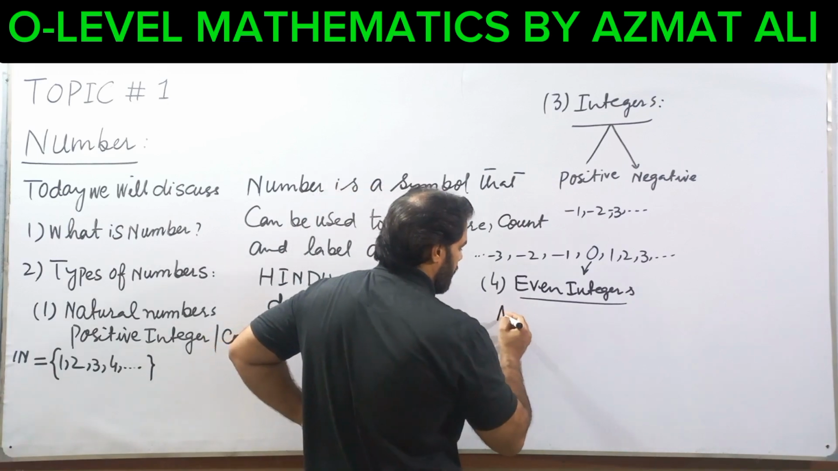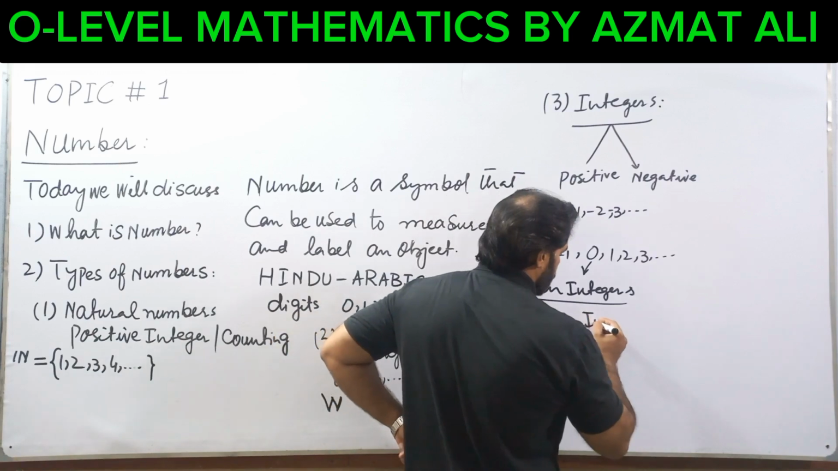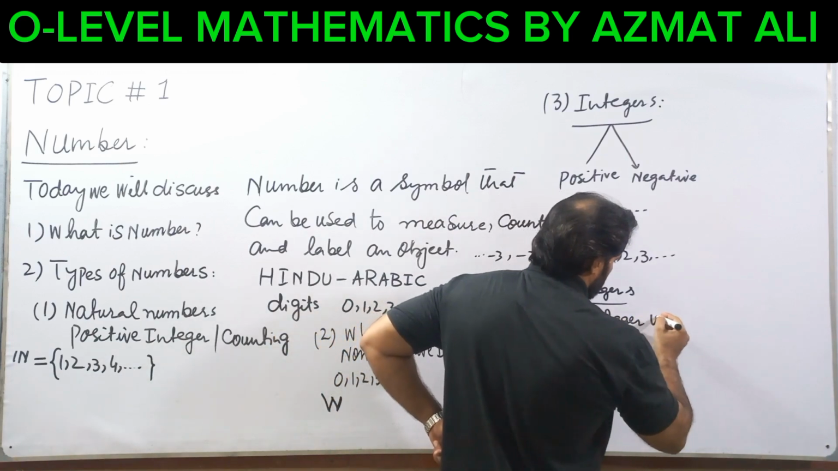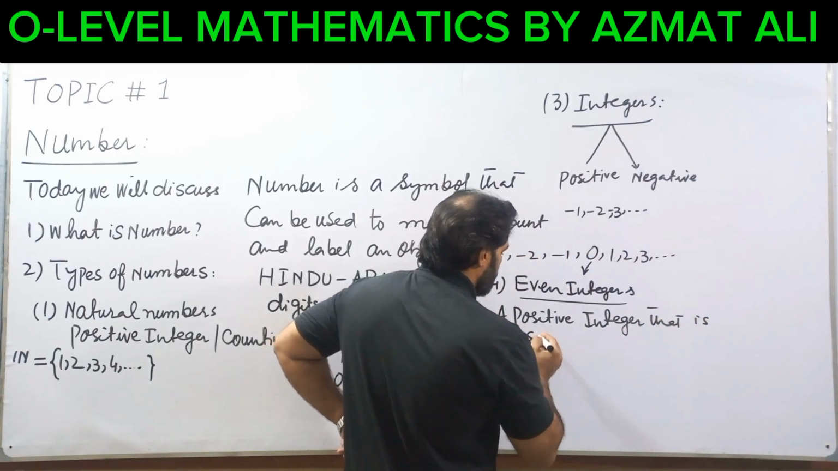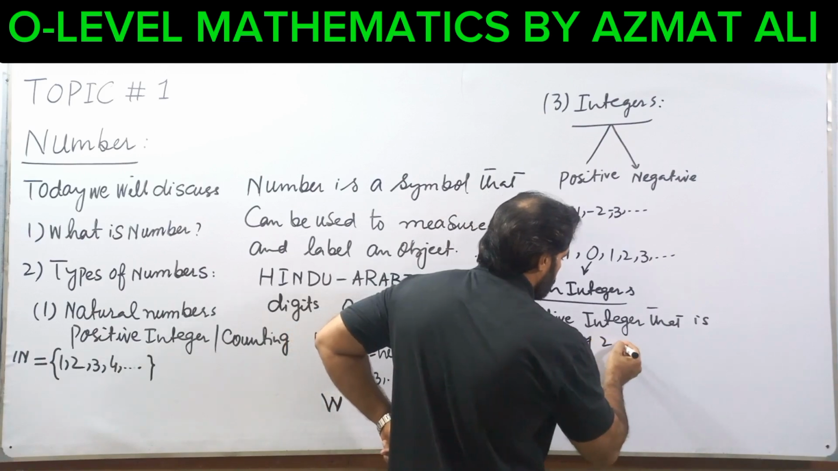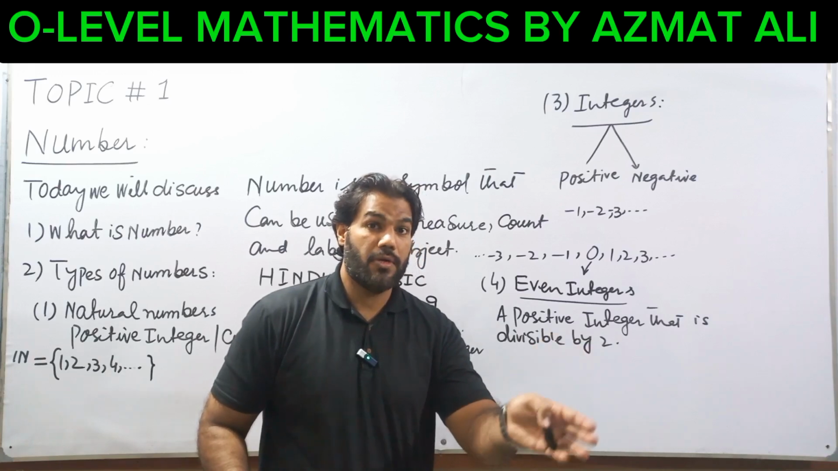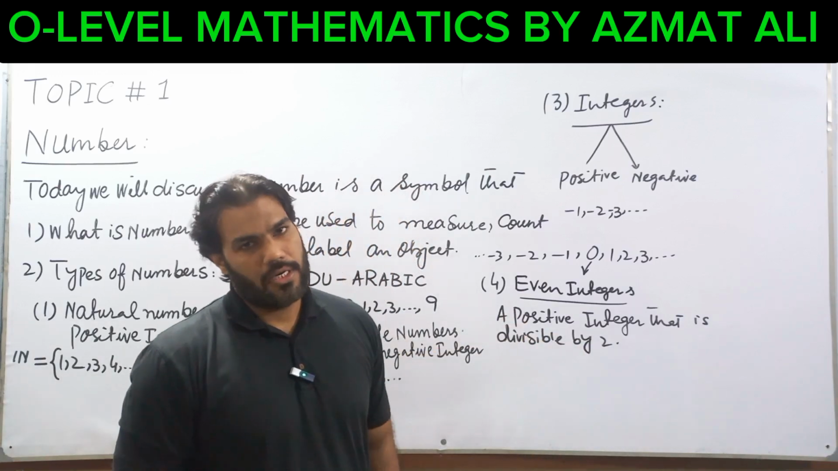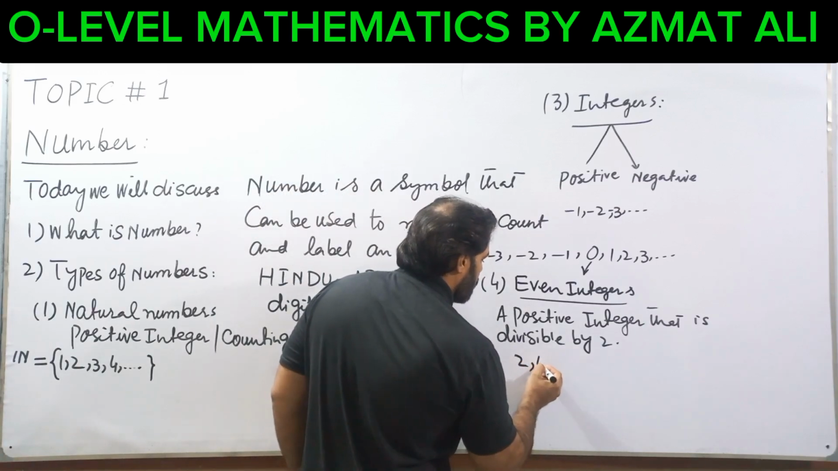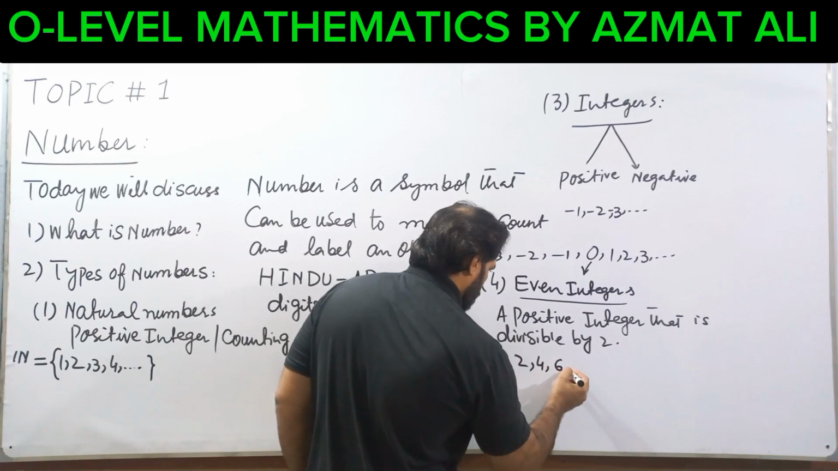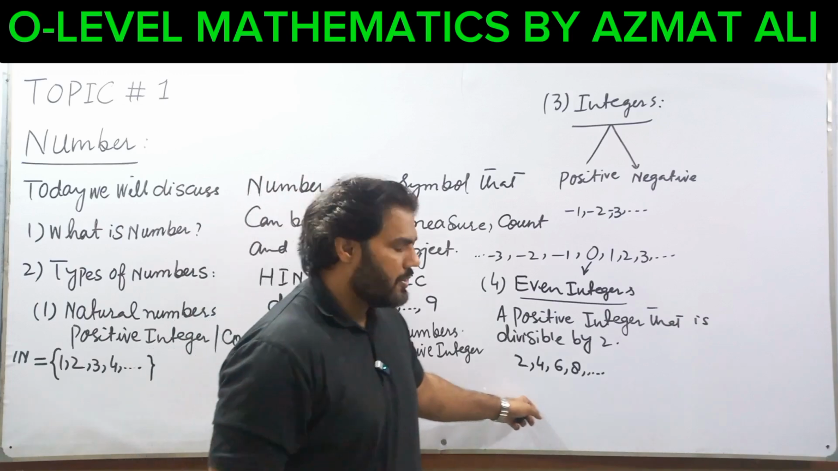An integer, a positive integer that is exactly divisible by 2, that is, the remainder is 0 after division, that integer is called an even integer. For example, 2 is divisible by 2, 4 is also divisible by 2, 6 is also divisible by 2, 8 is also divisible by 2, and so on. So these are the even integers.